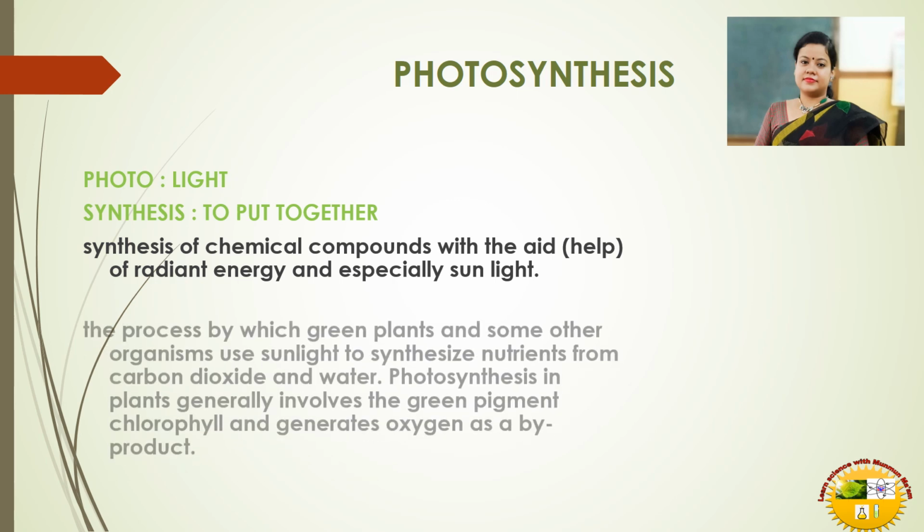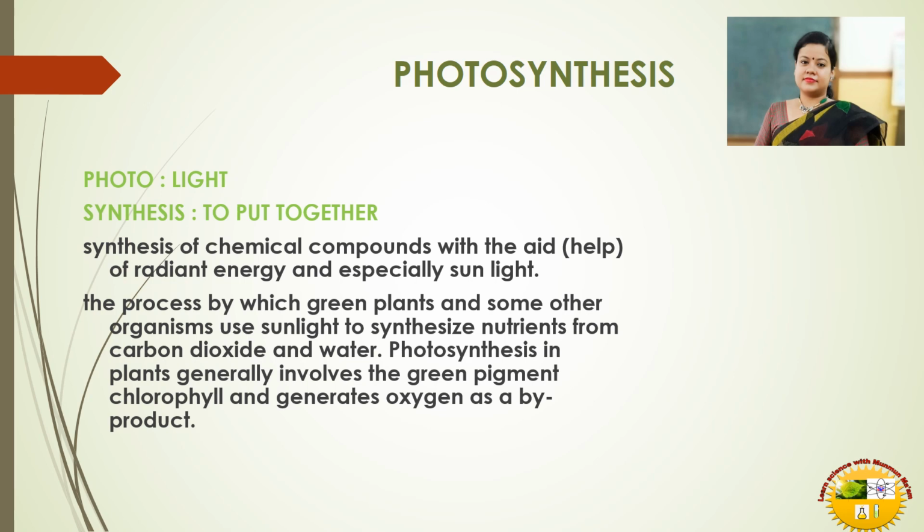We will see it. So the process by which green plants and some other organisms use sunlight to synthesize nutrients from carbon dioxide and water, that is known as photosynthesis. I am sure now this is becoming easier for you to understand. So the process by which green plants utilize sunlight, carbon dioxide and water to prepare their own food. And this photosynthesis of the plant generally involves the green pigment chlorophyll, and they generate oxygen as a byproduct.